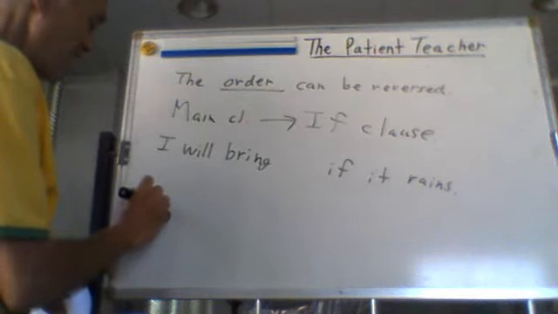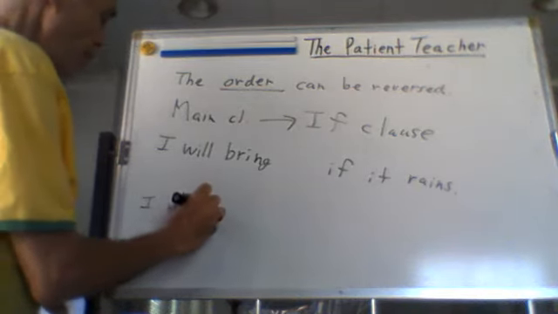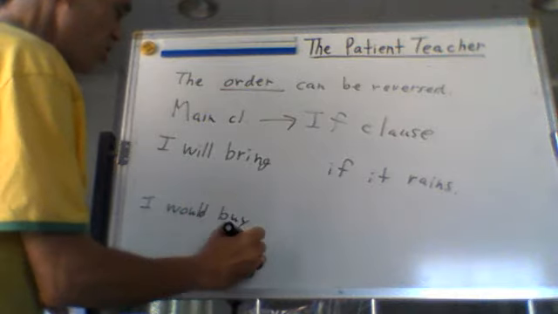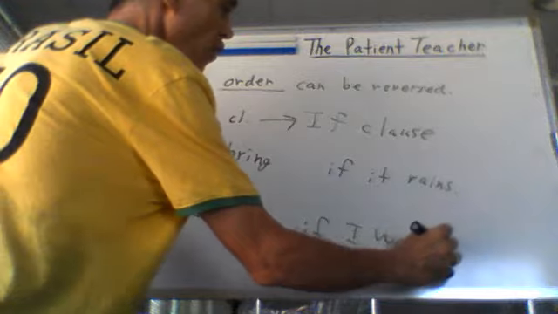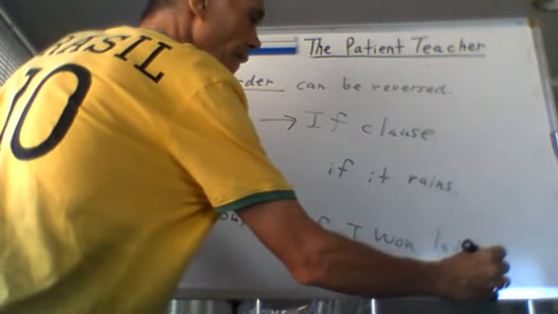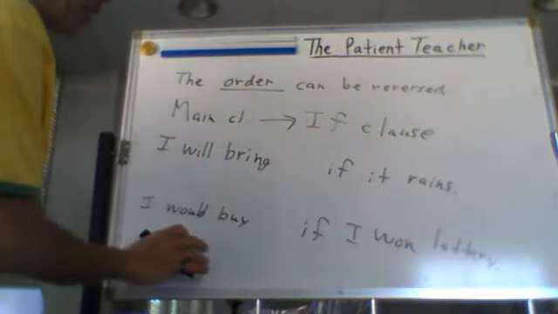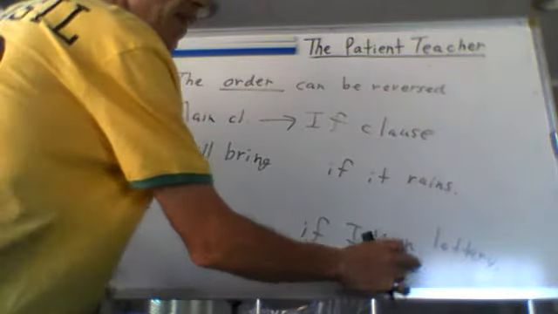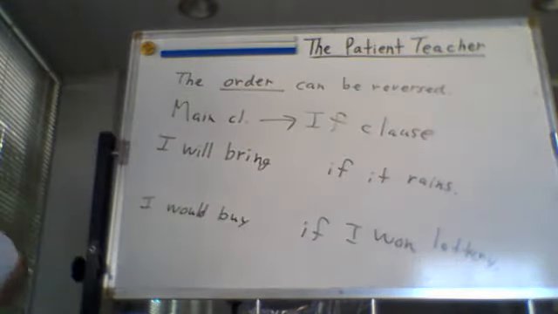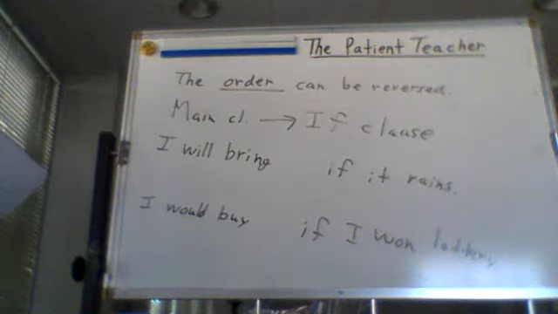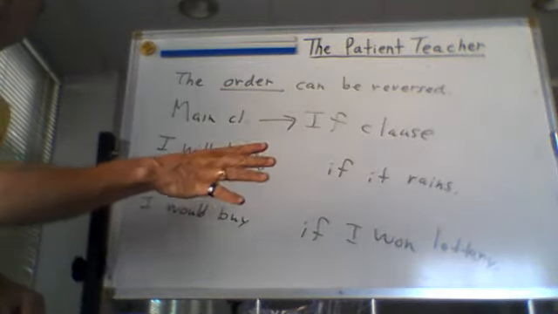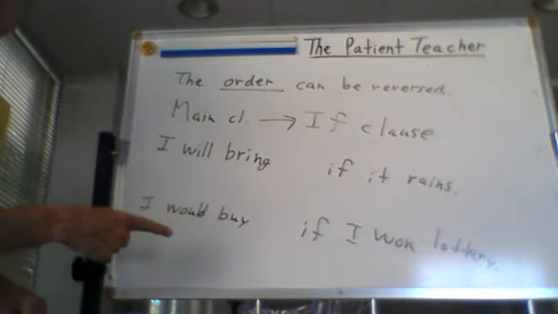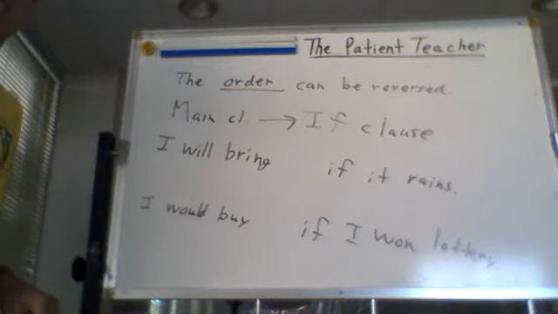And then for second conditional, I would buy a house if I won the lottery, right? You're having the main clause come first and then followed by your if clause. Okay? So that's it. I just wanted to introduce the conditionals. We didn't do third conditional or zero conditional. We just used first and second conditional.